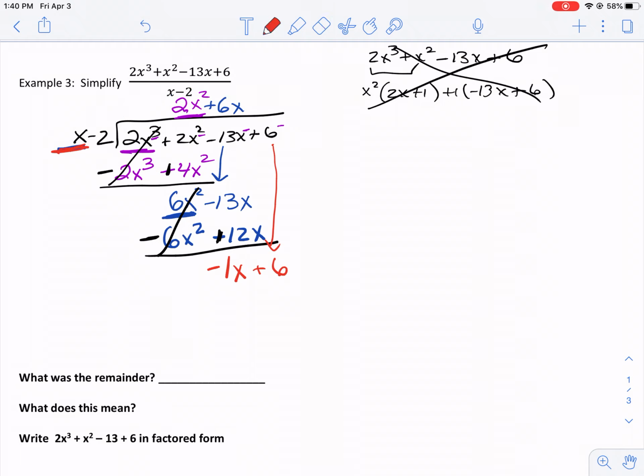Look at your x. What do you multiply by x to make it a negative 1x? You multiply by negative 1. Okay. Distribute your negative 1, and you get negative 1x. Positive 2. Subtract means change the signs. Do what it says. You end up with 4.